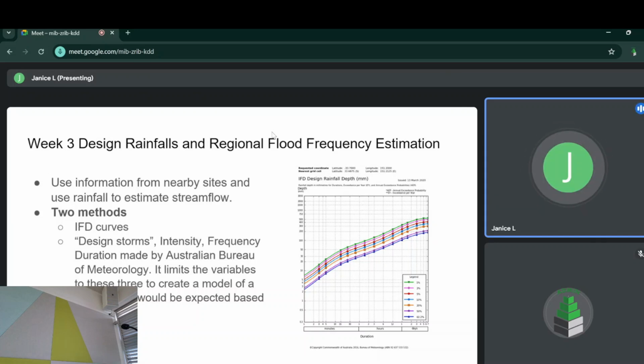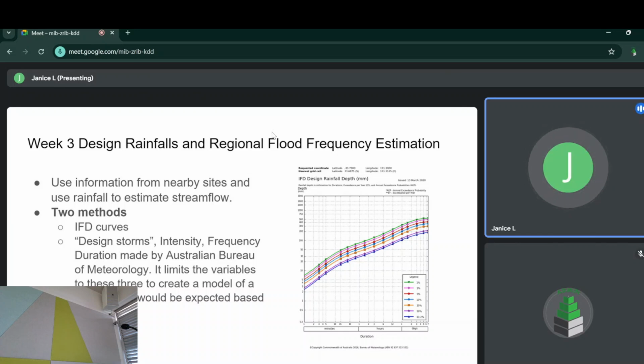Second one we'll cover later, but yeah, IFD curves first. These are known as design storms. And essentially, IFD, that's intensity, frequency, and duration. And all of this data is collated by the Australian Bureau of Meteorology, BOM. It limits the variables to these three to create a model of a storm that would be expected based on the AEP you feed it, as well as based on the location.